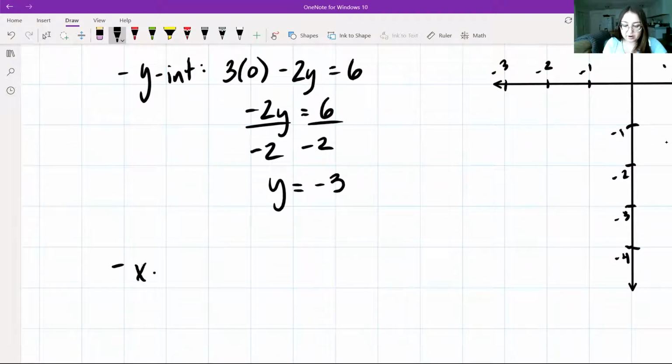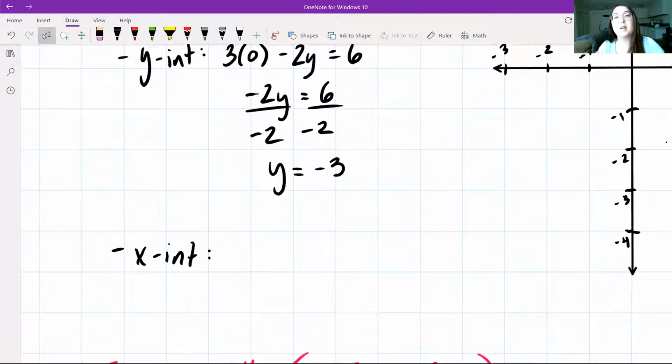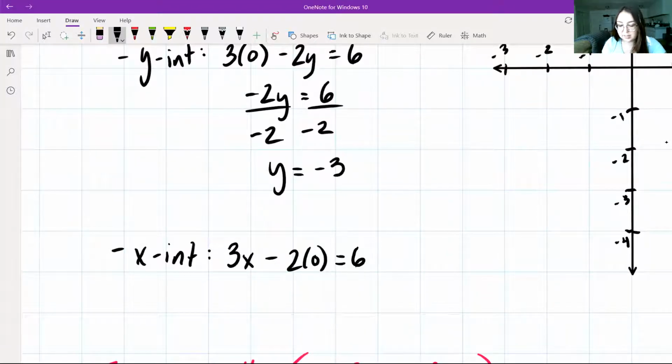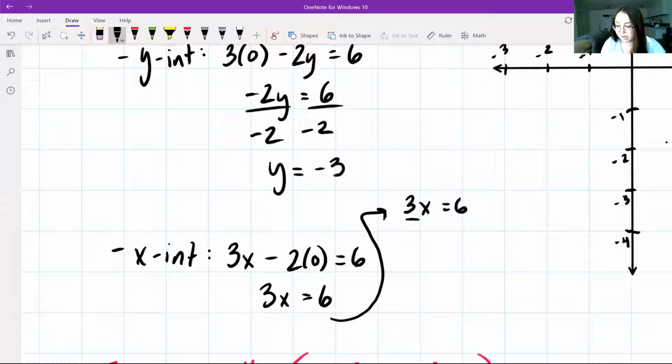Now we want to solve for our x-intercept as well, and we're going to do the same thing but flip. We set y equal to 0 and solve for x. In this case, we get 3x minus 2 times 0 is equal to 6. This just means 3x is equal to 6, since 2 times 0 is 0. Let's continue right up here. We divide by 3 on both sides, and we get that x is equal to 2.